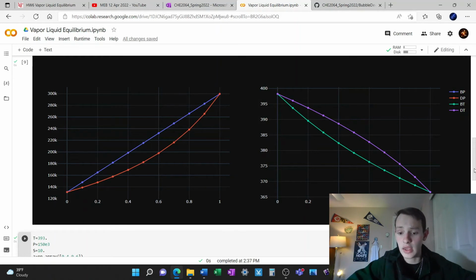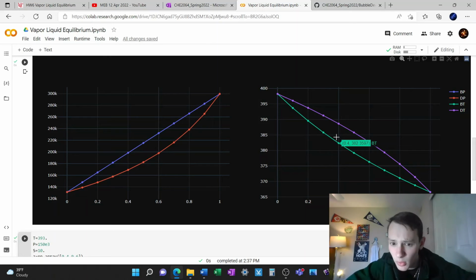So this time we are at that constant pressure of 150,000 pascals. So 393 Kelvin is about right here at 0.4. If we meet at that point, we are at higher temperatures and we are not in between the two curves. And because we're at higher temperatures again, that's going to be all vapor, right? So we would have to decrease the temperature at a constant pressure in order to form that first liquid drop.